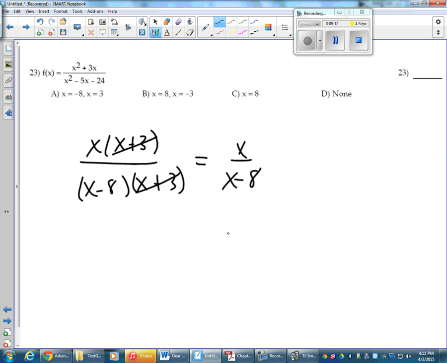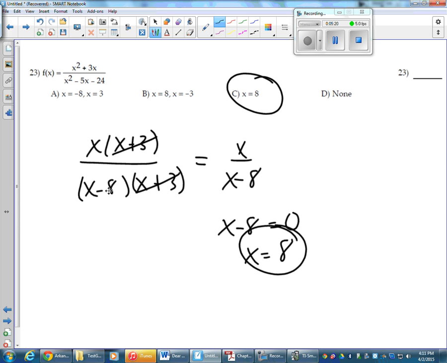So now I can look for my vertical asymptote. I said x minus 8 equals 0, so x equals 8 will be my vertical asymptote. A lot of people mistakenly think it's both 8 and negative 3, and I probably didn't stress that enough in class. But if it is a factor of the numerator, then it would not be an asymptote, according to the definitions.